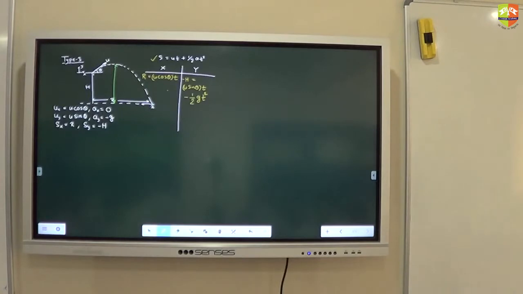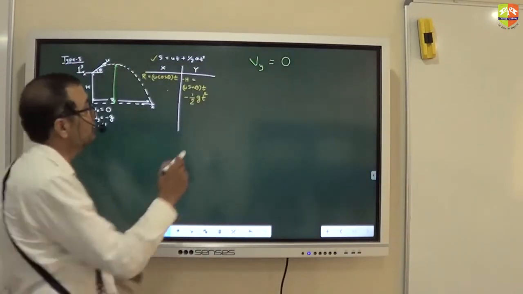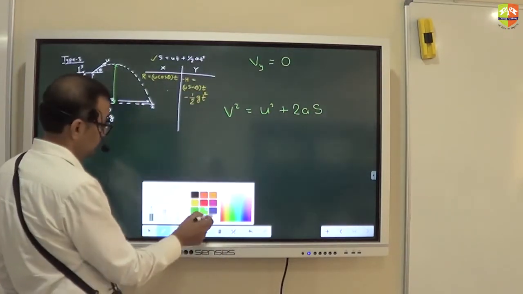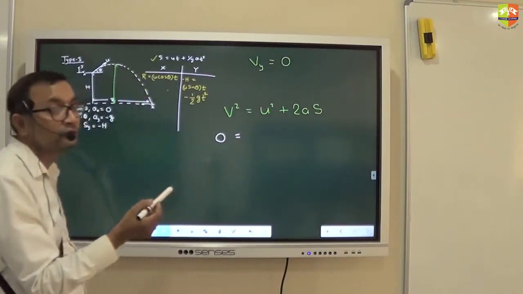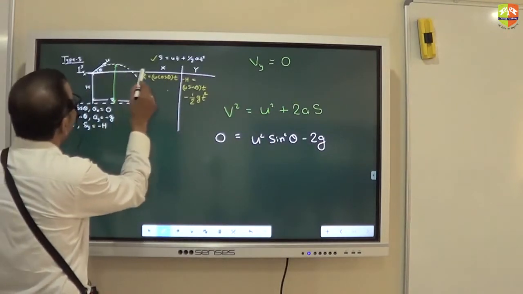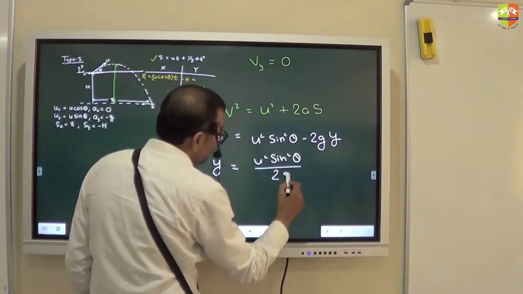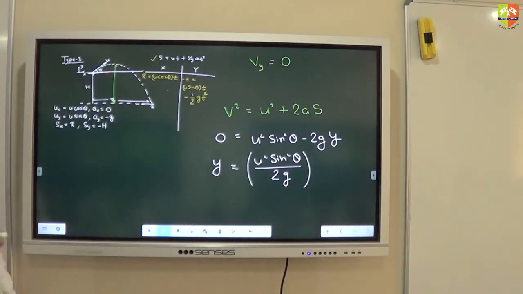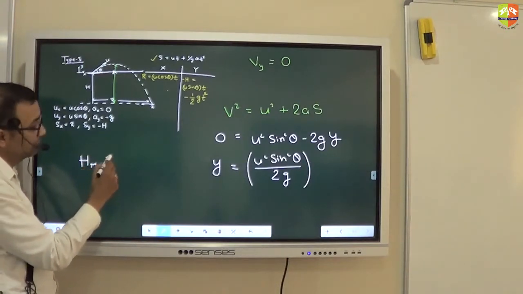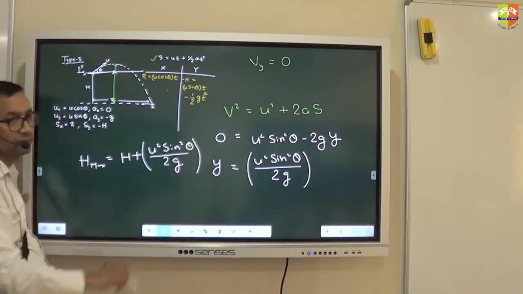You got it? What is the condition for maximum height? Velocity along the y-axis should be 0 at that moment. So which equation will I use? V square equals u square plus 2as. This I will use along the y-axis. So vy is 0, uy is u sin theta. 0 equals u square sine square theta minus 2g into y. So the y coordinate will be u square sine square theta divided by 2g. Now this is my y coordinate, but the height is h plus that. Got it? Height is h plus u square sine square theta by 2g. Fine.